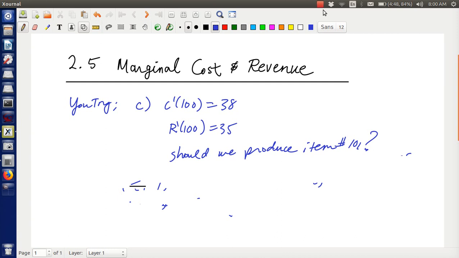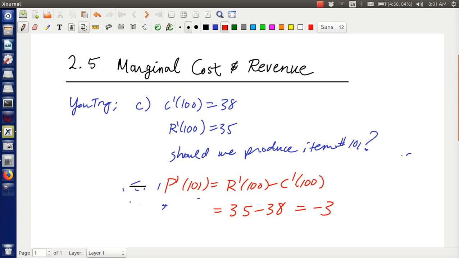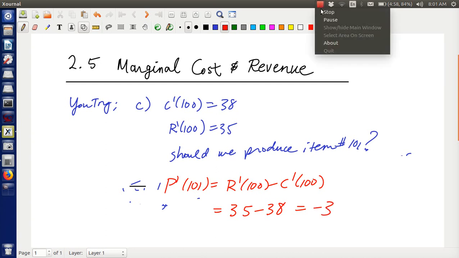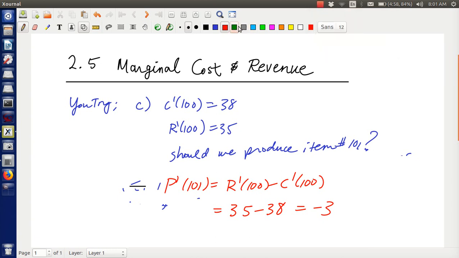Okay, so here's your next question. You try this, think about this, and come back with your answer. Alright, so should we produce the next item? Well, the derivative of profit is the derivative of revenue minus the derivative of cost. So what does this mean? Okay, this is a bad thing to produce, right?